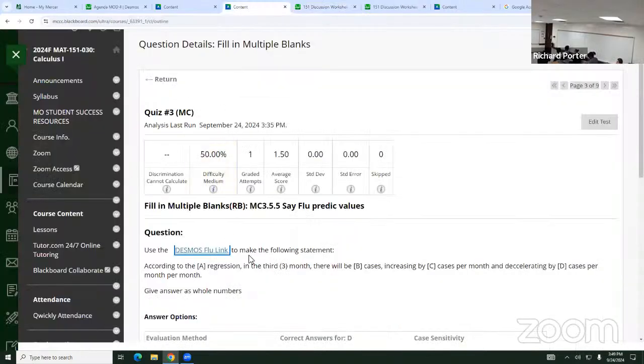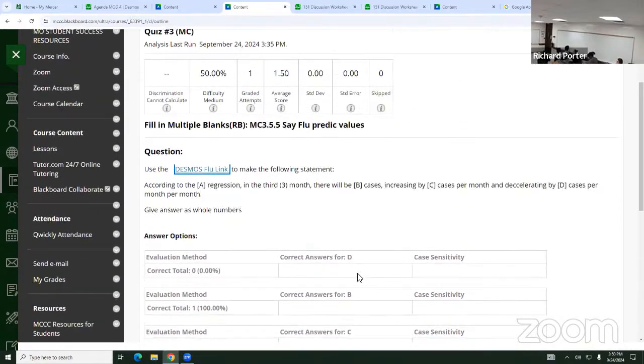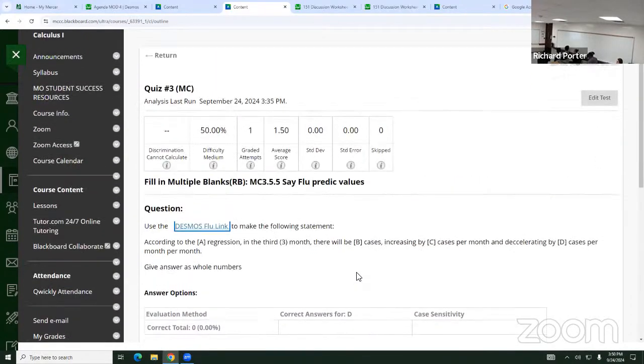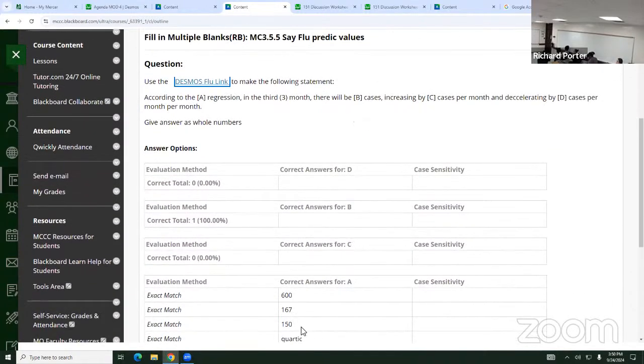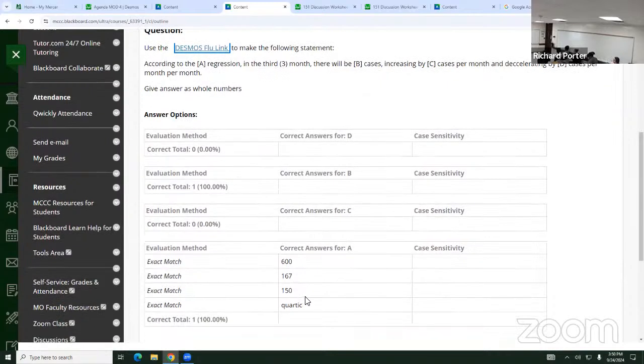Do they need units? No, because the units are already given. In the third month, there will be 600 cases, and it'll be increasing by 167 cases per month and decelerating by 150.